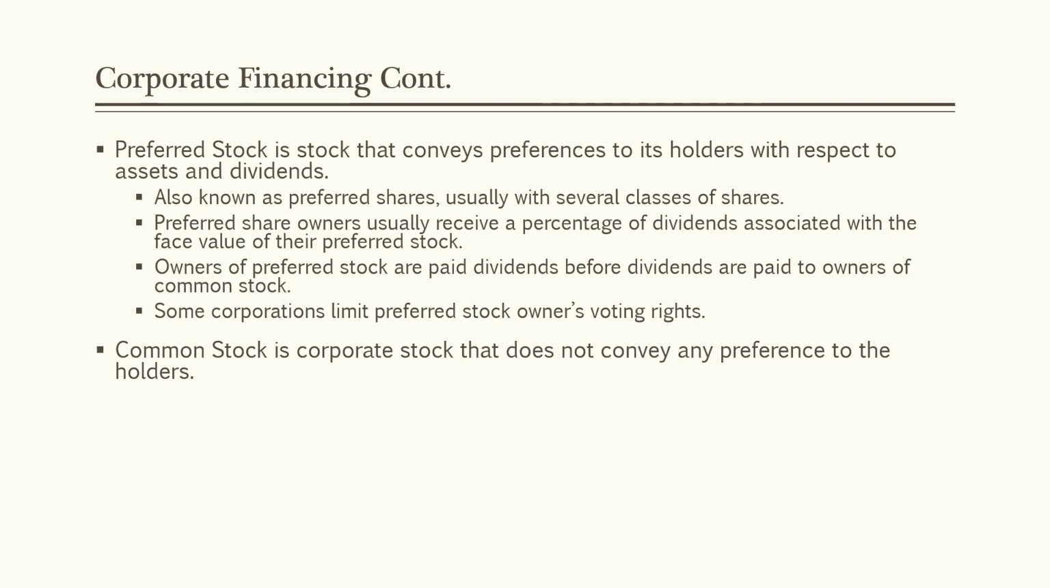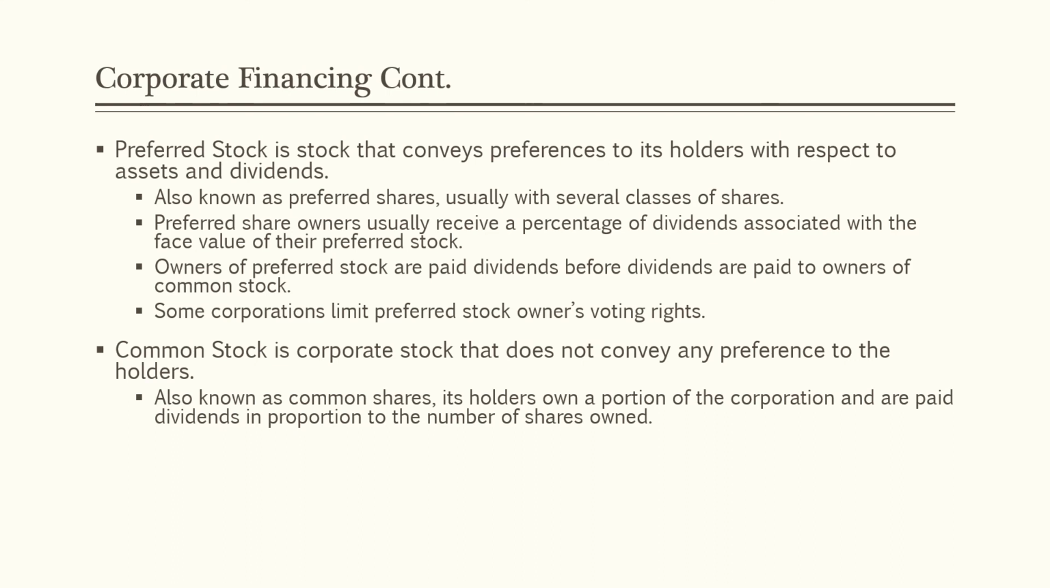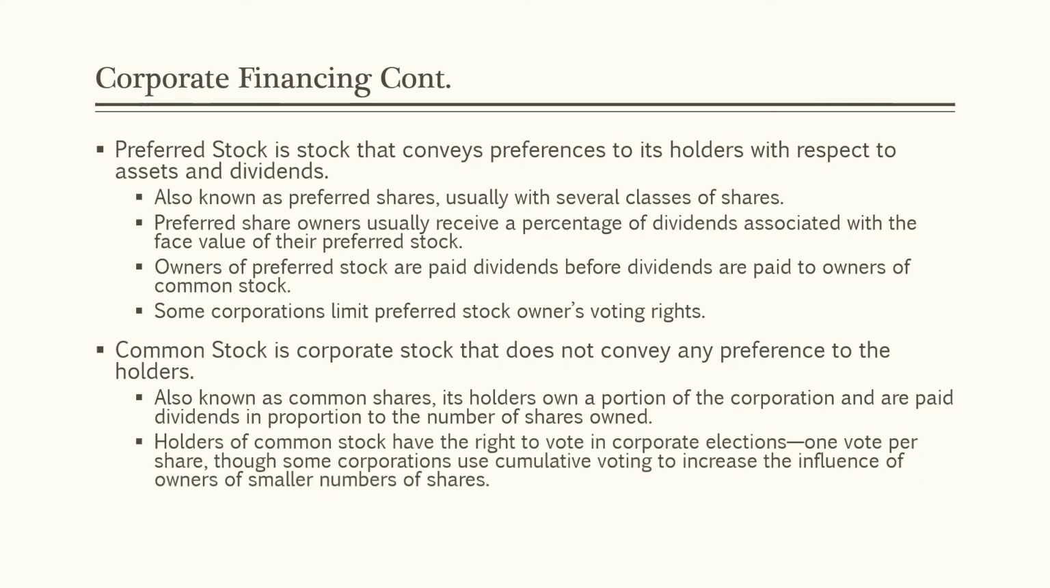Common stock is corporate stock that does not convey any preference to the holders. It's also known as common shares. Its holders own a portion of the corporation and are paid dividends in proportion to the number of shares owned. Holders of common stock have the right to vote in corporate elections, 1 vote per share, though some corporations use cumulative voting to increase the influence of owners of small numbers of shares. Common stock owners are paid dividends last, after creditors and preferred stock.